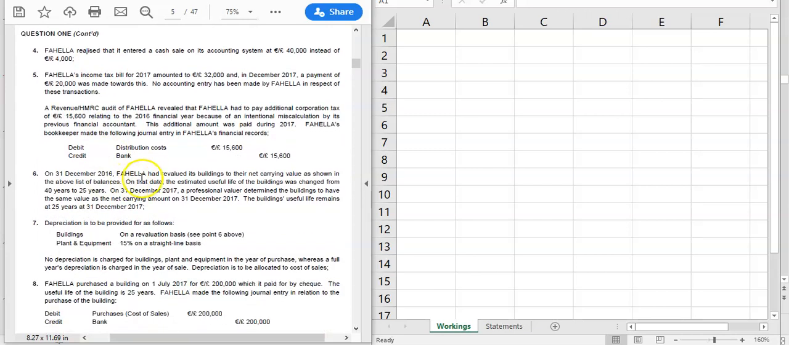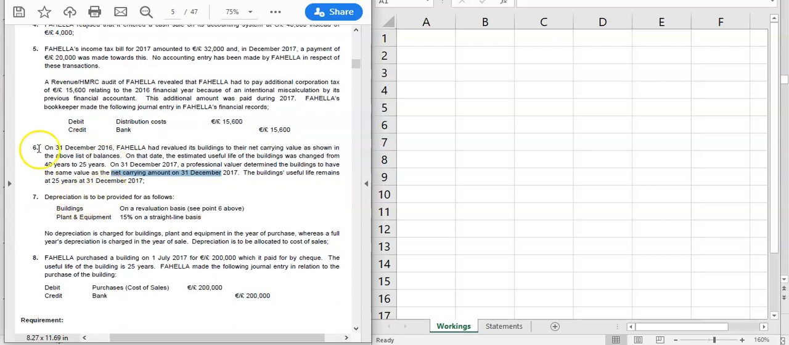Note 6 then says, Fahela revalued its buildings to their net carrying value in the above listed balances last year, and their useful life was changed from 40 to 25 years. At the end of this year, they revalued it again to the net carrying amount. So that's a tricky one. So we have to deal with a property revaluation under IAS 16. So I just wrote down IAS 16 there, and we'll come back to that in due course.